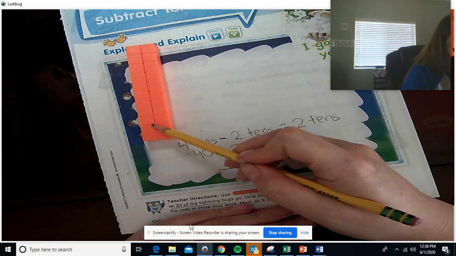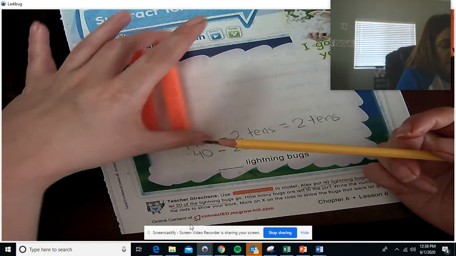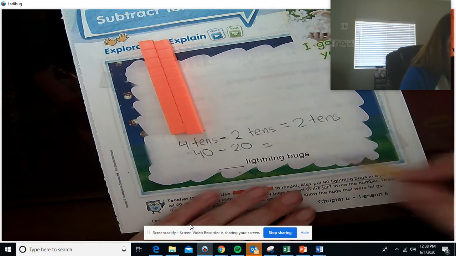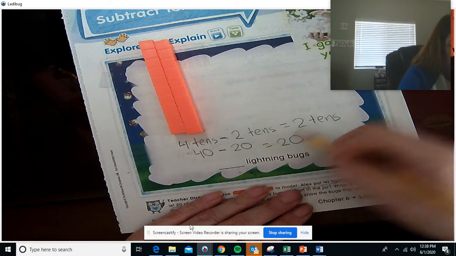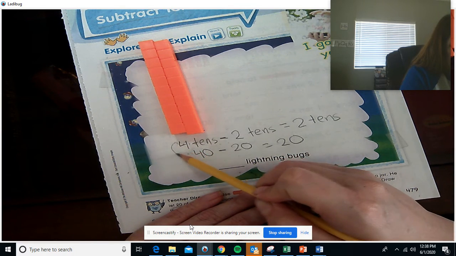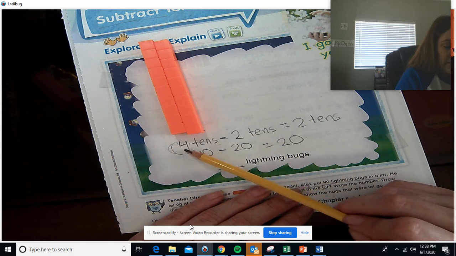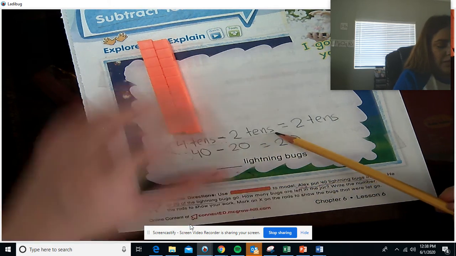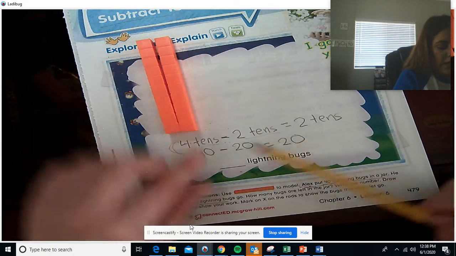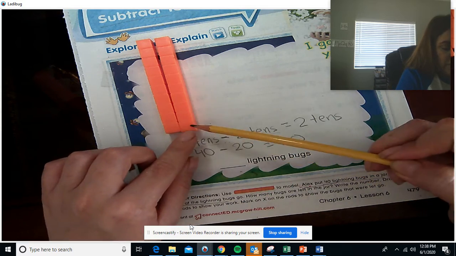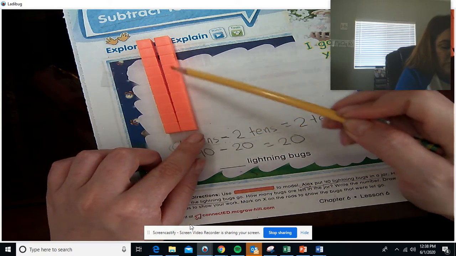And how many little squares? 10, 20. So that leaves us with 20. So this sentence and this sentence are the same. They're telling us the same thing, except this one is telling us the answer in groups of 10, and this one is telling us the answer individually by every little square.